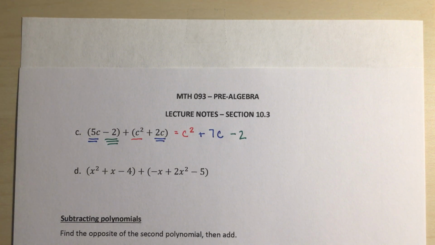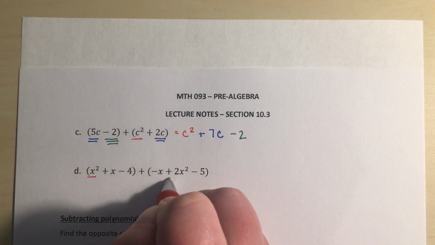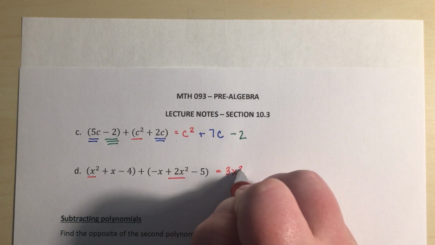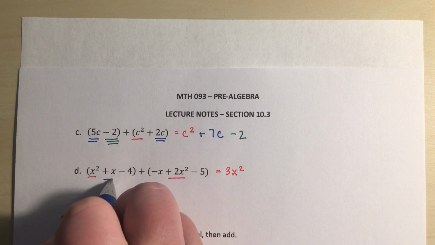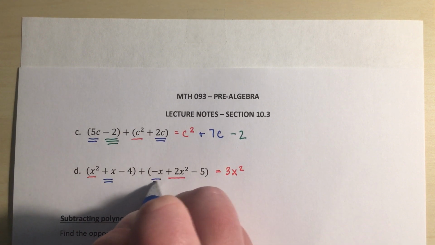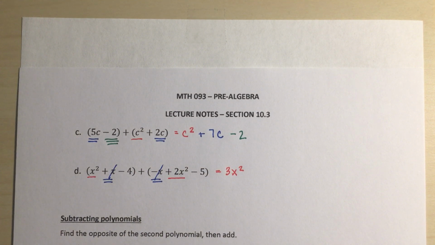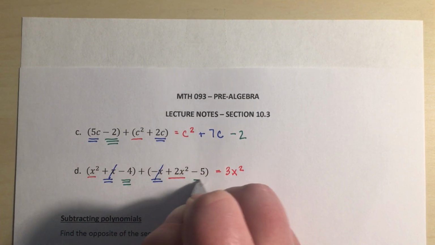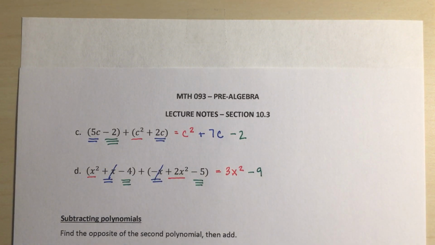All right, so let's finish this off with d. We have an x squared and a +2x squared. That's going to give us a 3x squared. We have a +x and a -x. These are going to cancel each other out. And then we have a -4 and a -5. That's going to give us a -9.